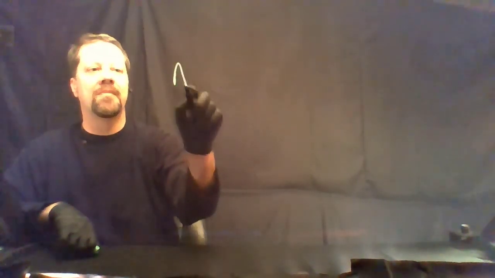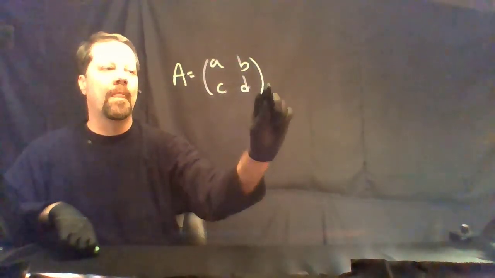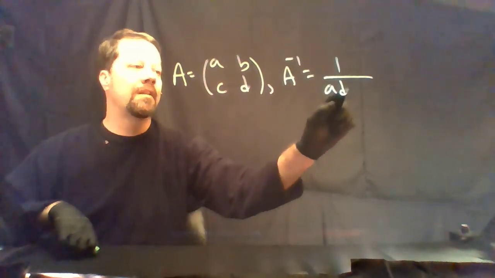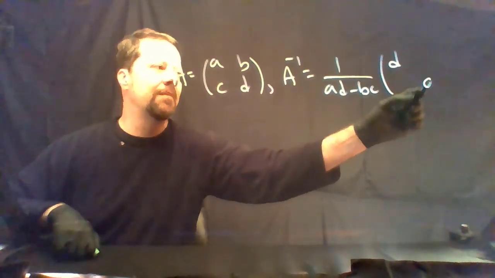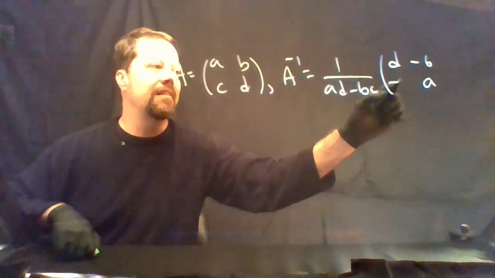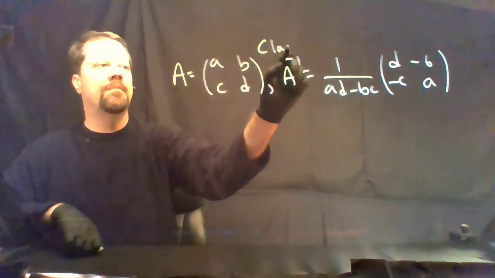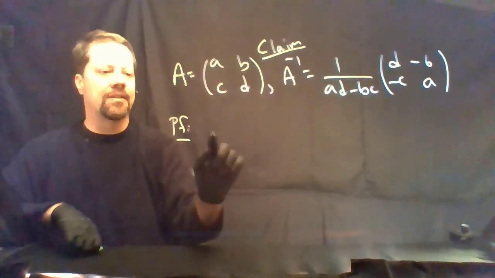Since we're going to be calculating the inverses of matrices, suppose I have a matrix a, b, c, d. I claim that the inverse is 1 over ad minus bc, switch the diagonal elements, and negate the off-diagonal elements. This is my claim. We can prove the claim as follows.